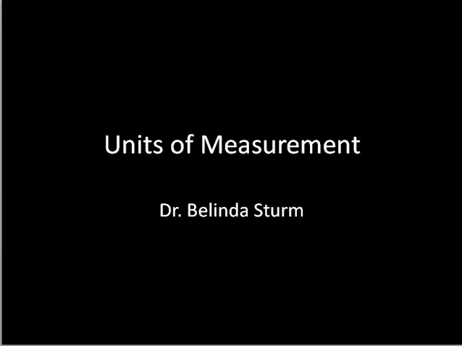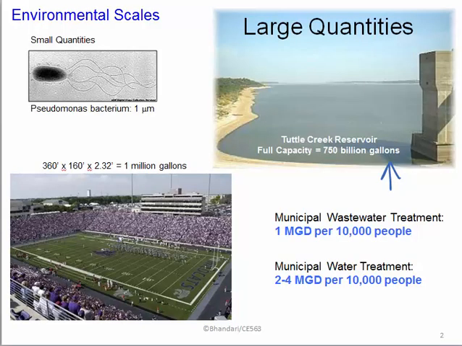In this module, we'll discuss different units of mass concentration and volumes that are typically discussed in environmental engineering. At environmental scales, we concern ourselves with the very small to the very large. Here you have a picture of a bacterium, Pseudomonas, which is typically about 1 micrometer in size. And then you have a picture of Tuttle Creek Reservoir, which has 750 billion gallons. Both of these are environmental systems that may be of interest.